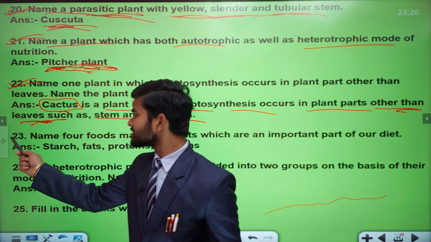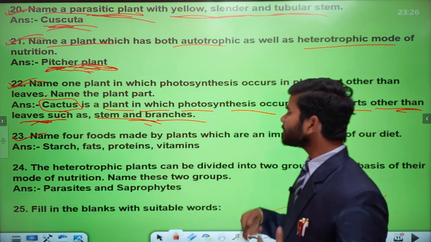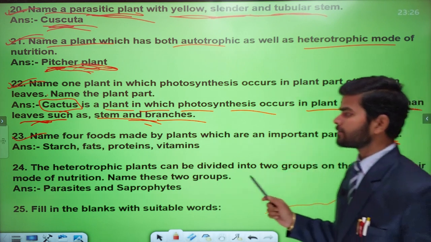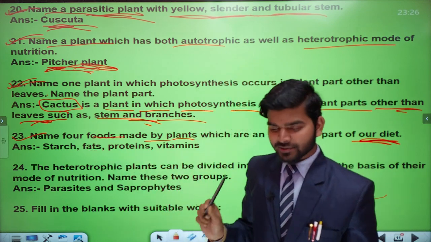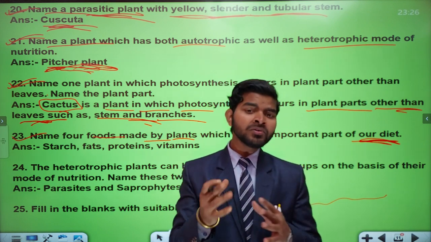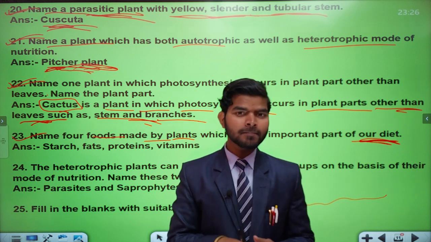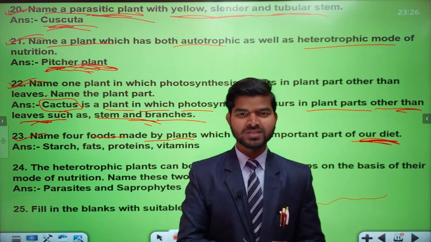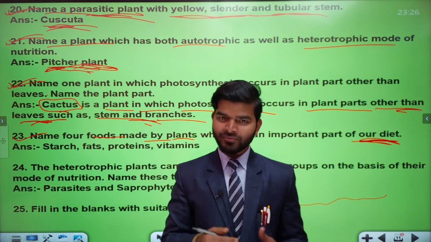Now your next question is question number 23. The question is, name four foods made by plants which are an important part of our diet. Actually, you have learned that plants do photosynthesis. Why? Because they need food, and which food is prepared by the plants? That is, obviously, glucose, which is a simple carbohydrate or food.